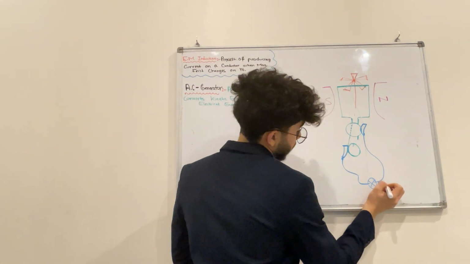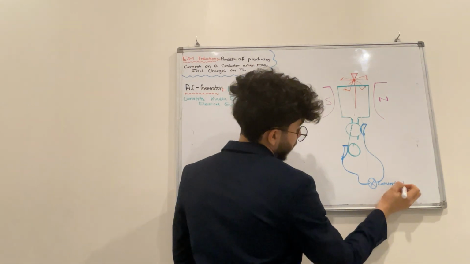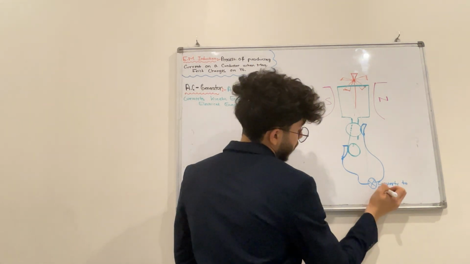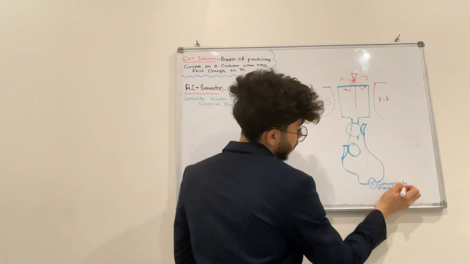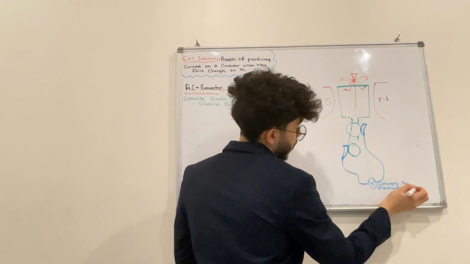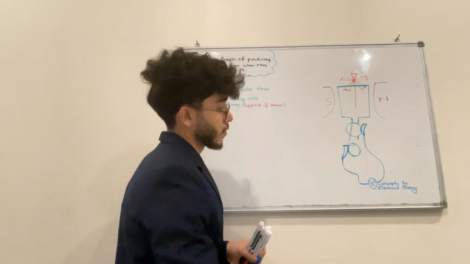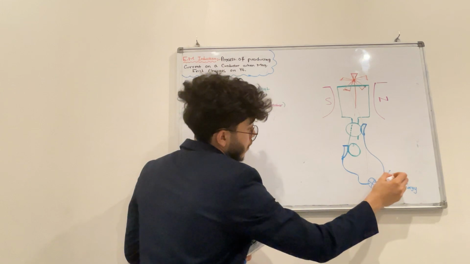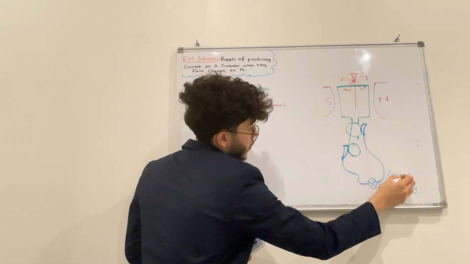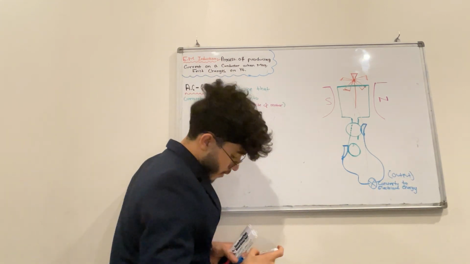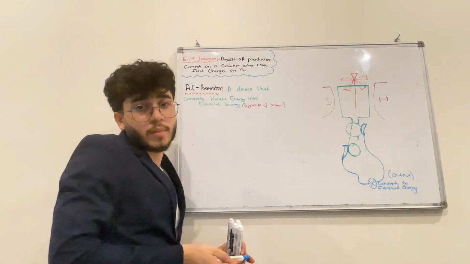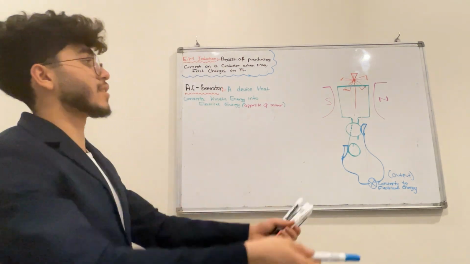This converts to electrical energy, where electrical energy is outputted. Okay, this is what we call the output. We don't need a power supply over here because there's nothing to power supply. There's no electricity to supply. It doesn't have electricity. Electricity is generated over here.